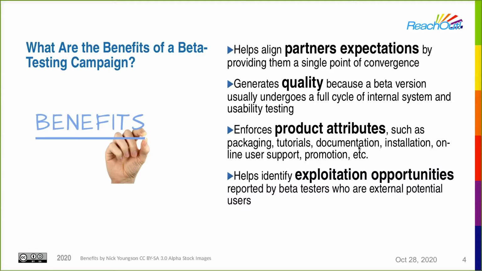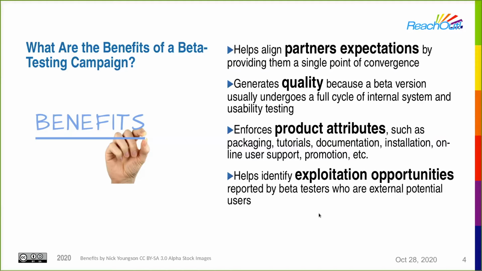Also, by running a beta testing campaign, the project must enforce some of those other product attributes I was just mentioning. This includes packaging: the software must be packaged properly. It includes some kind of tutorial or documentation. It includes the fact that the software should be installable, or easily accessible in the case it's an online service. You need to provide some support in case your beta testers need help from you, and do some promotion. All of these product attributes also contribute to the market value of your software.